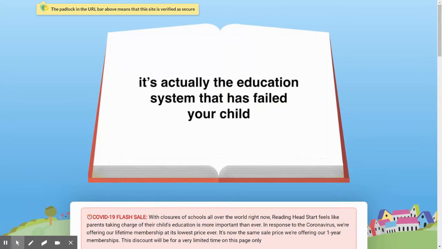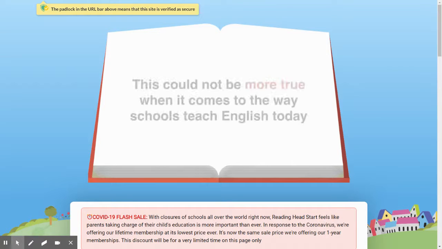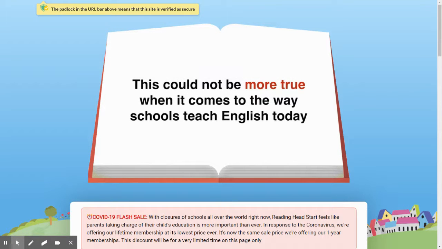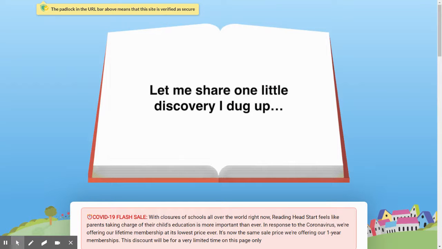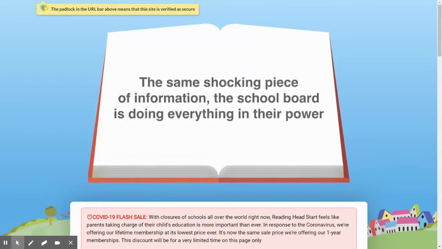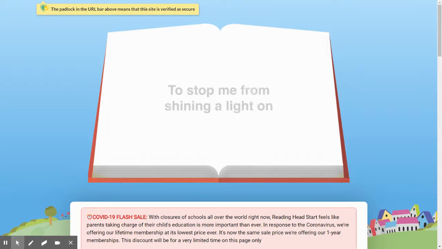It's actually the education system that's failed your child. This could not be more true when it comes to the way schools teach English today. Let me share one little discovery I dug up. The school board doesn't want you to know. The same shocking piece of information the school board is doing everything in their power to stop me from shining a light on. Here it is.